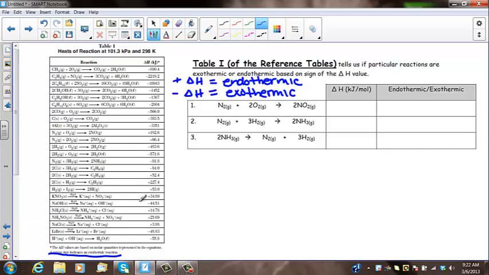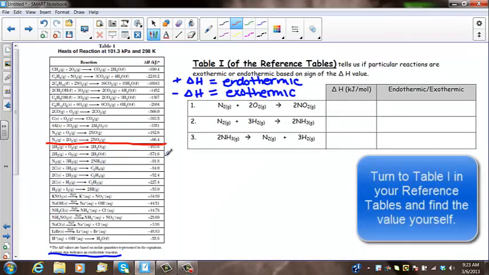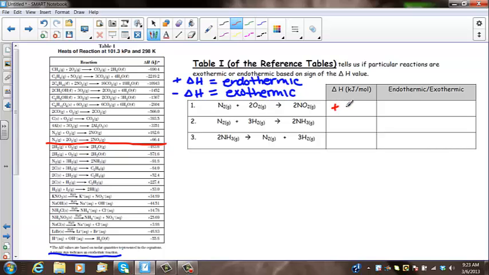I copied this right out of your reference table. Let's look at a couple of examples so we can understand how this works, and I'm going to tell you what types of variation and questions you might see on the Regents exam. So we're looking at N2 plus 2O2 yields 2NO2. All right, we're looking at this one right here. When you look at that, you'll see that there is a positive 66.4 kilojoules. So I'm going to write that here, positive 66.4 kilojoules. That's N2 plus 2O2 yields 2NO2 gas.